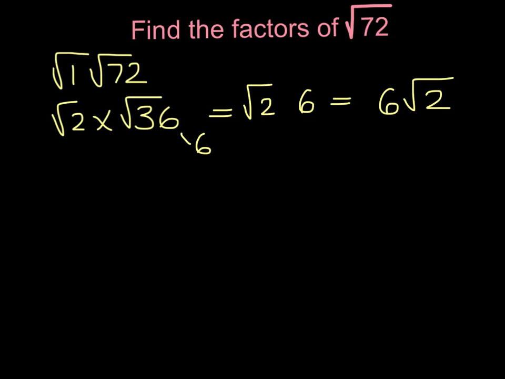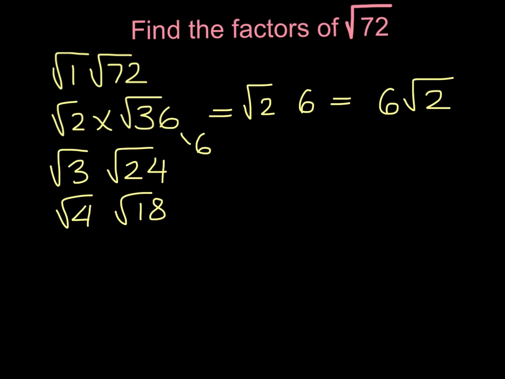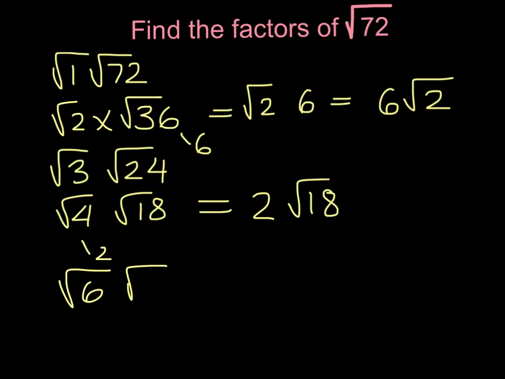So we've got root 1, root 2. The next one I'm going to try is root 3. So we've got root 3, and we've got root 24. Then we've got root 4, and then root 18. And then we know that the square root of 4 is 2. So I'm going to put a 2 there, so I can neaten this one up as well. So the square root of 4 is 2, and then we've still got root 18. The next one we've got is root 6. So we've got root 6 multiplied by root 12, which is root 72. The next one is root 8 multiplied by root 9.